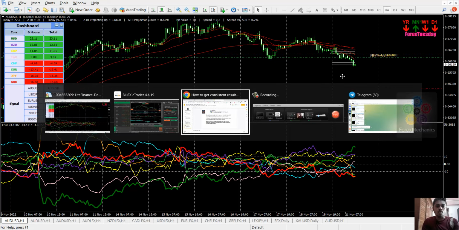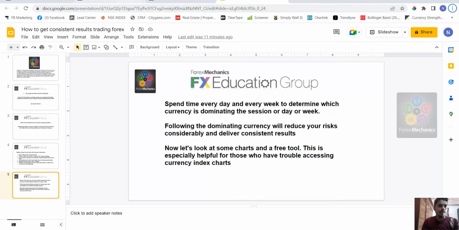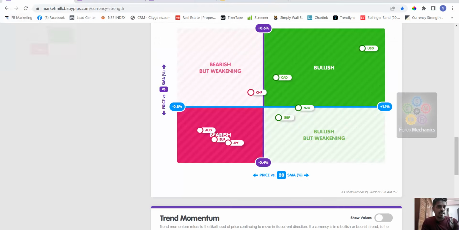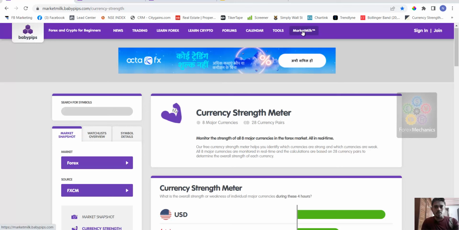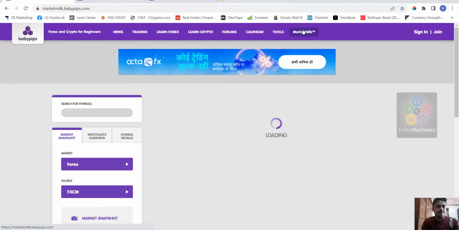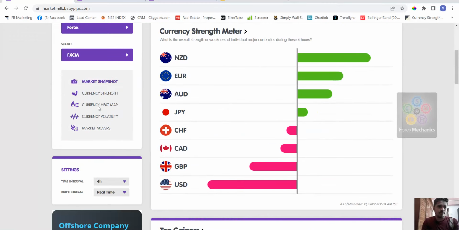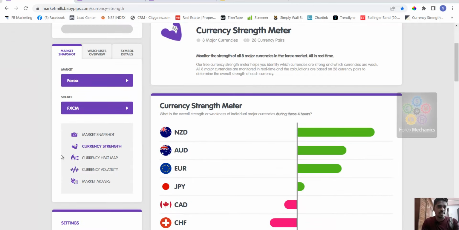Here is a link, like I told you. It's a free link. I'm happy to share it with you because I'm sure it'll blow your mind and it'll help you. So here you have to go to babypips.com. Once you go there, there is an option called Market Milk right on top here. You click on Market Milk. When you click on Market Milk, you have multiple options. We can discuss other options in another video, because in this video we are specifically looking at strength and weakness. I click on currency strength.